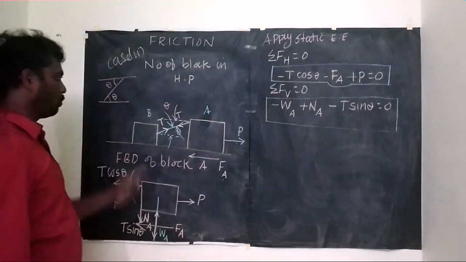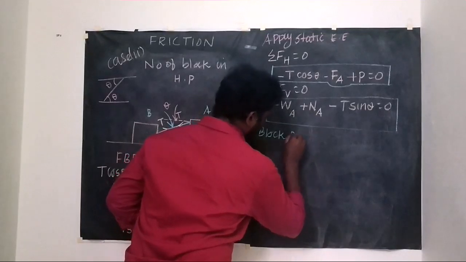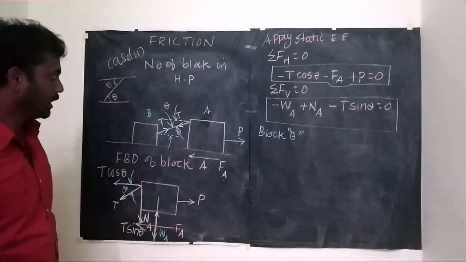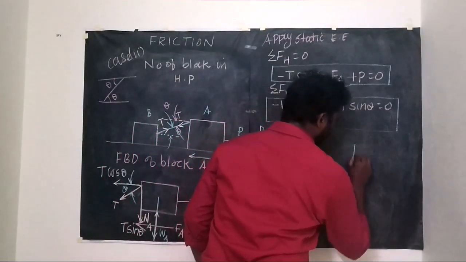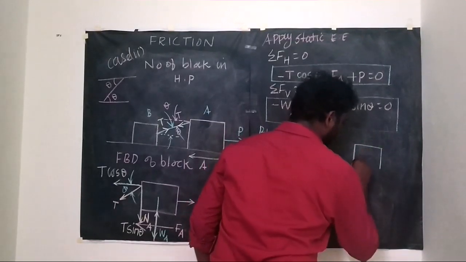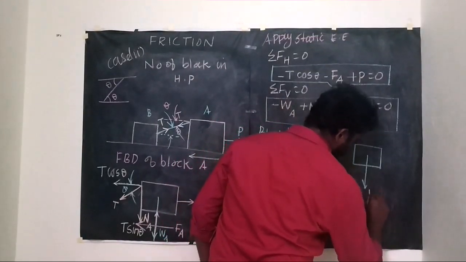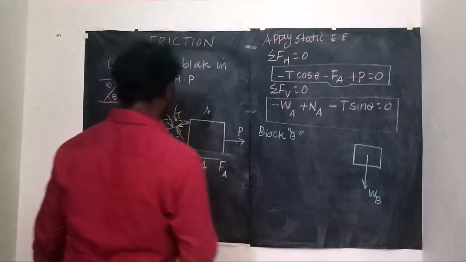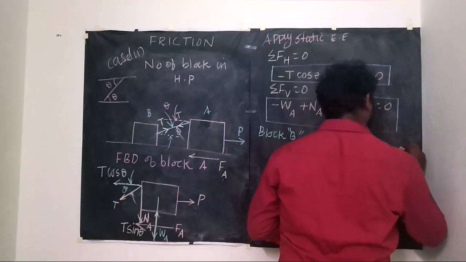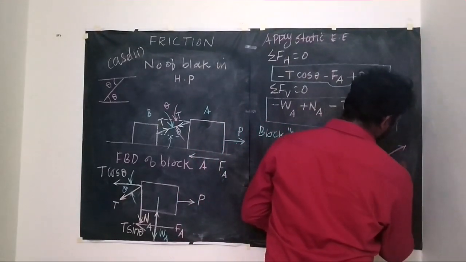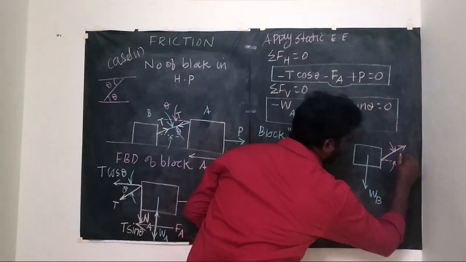Okay. Now I am going to take block B. Then I am going to draw a free body diagram of block B. Okay, this is my block B. This is the center of gravity of the body on which the self weight W B is going to act. Then here the tension force is acting in this direction. So this is my tension force direction T. It makes angle theta with the horizontal line.